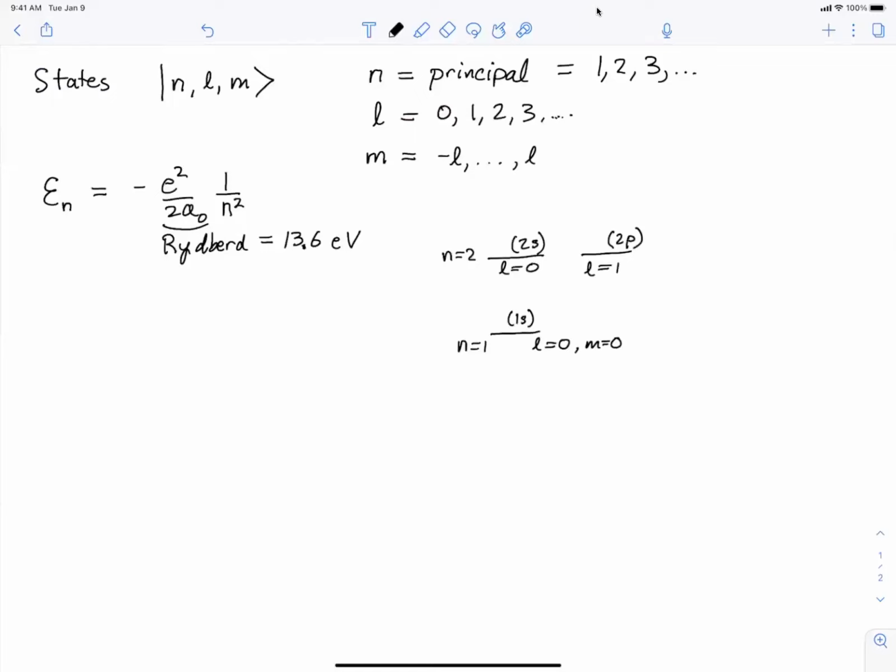And then relevant for your future homework, there's the n equals 3 state, which has L equals 0, L equals 1, and L equals 2. So this would be 3s, 3p, 3d. Okay, but for today, what we're really interested in is calculating the lifetime of that state. So why does it have a finite lifetime? It's because it can emit a photon and transition to the lower state.